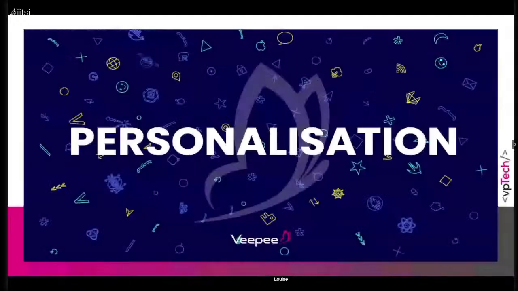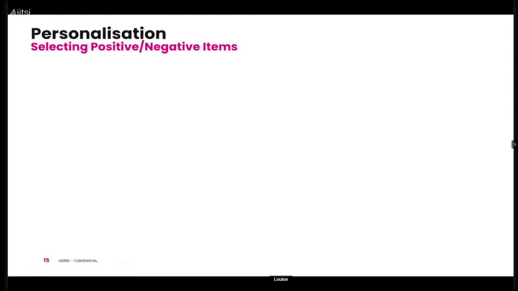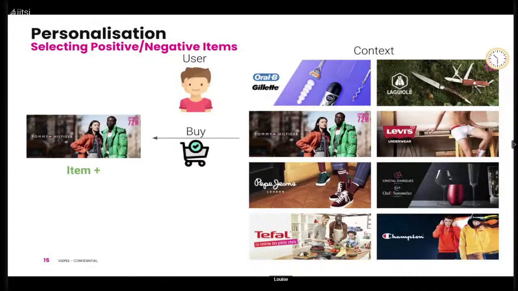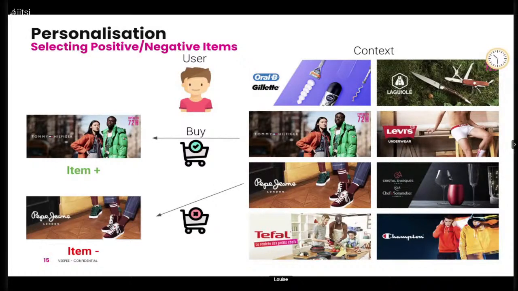So now that we have the basics, let's see. First of all, we need to select the positive and negative items for our model to train. We have a user, and we have some sales available on the homepage at a given time. The way that we select the positive and negative items is whether a campaign has been purchased. Imagine the user has purchased something from Tommy Hilfiger; we will consider this a positive interaction. The negative can be any one of the remaining sales that has not been purchased. In this case, we can select, for instance, Pepe Jeans.